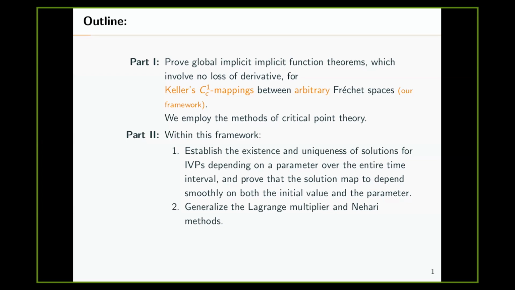So first we apply critical point theory to prove the global implicit function theorem, and then we will use these theorems to further develop critical point theory. That's why it's called the intersection of global implicit function theorem and critical point theory. This is based on my recent paper, which is available on arXiv.